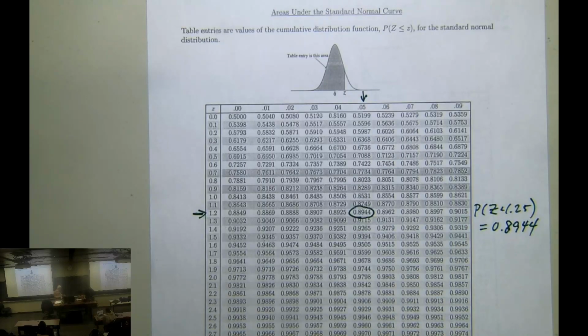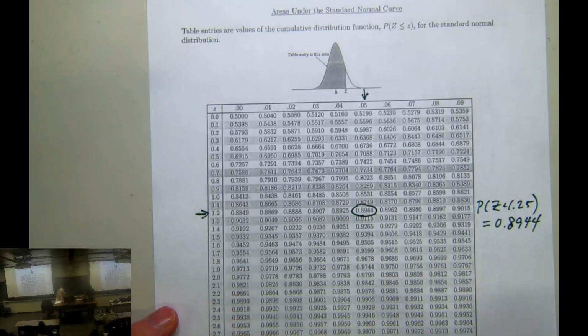Okay, let's go to the next one here. The probability z is less than negative 1.25. Oh, negative 1.25. Okay.